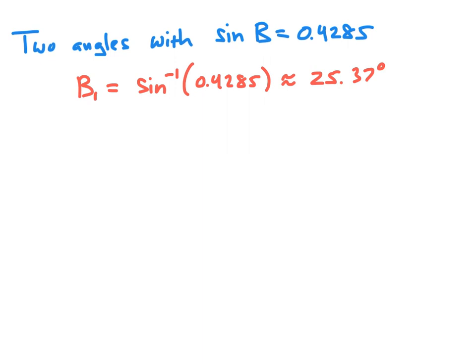We also have to remember that there is an angle in quadrant 2 with the same sine value as the angle B1 found here. And in order to figure that out, we need to find the quadrant 2 angle whose reference angle is 25.37 degrees. We can always do that by subtracting that angle from 180 degrees, which is the complete half rotation. And so our possible second angle here is 180 minus 25.37 degrees, which is 154.63 degrees.